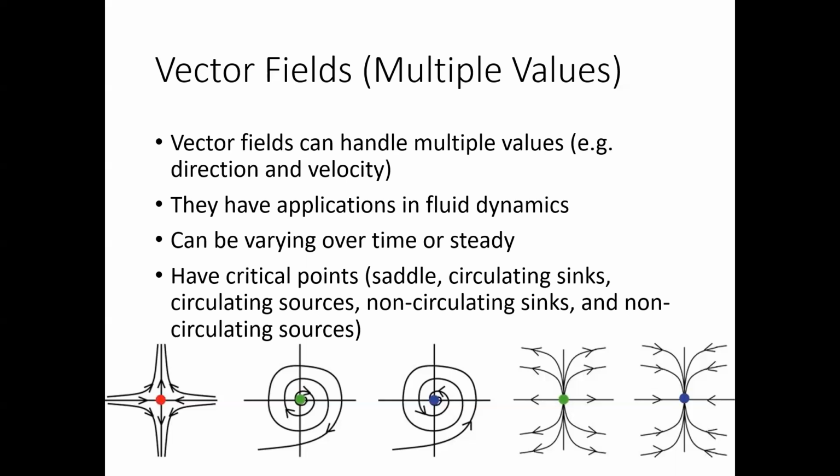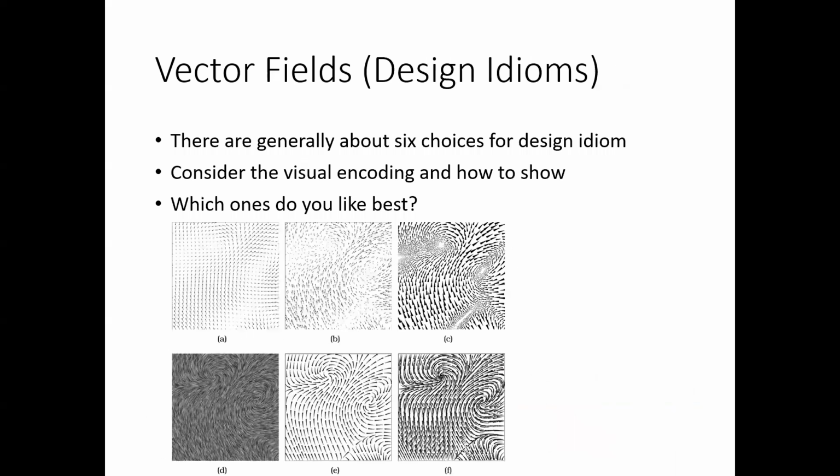The next two are a non-circulating source and a non-circulating sink. And there are generally about 6 choices for design idiom for vector fields. We need to consider the visual encoding and how to show it. Up to you which one you like best, but A and B are usually the worst 2 design choices.